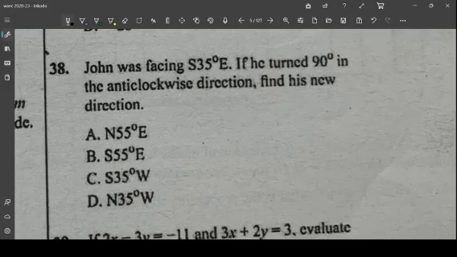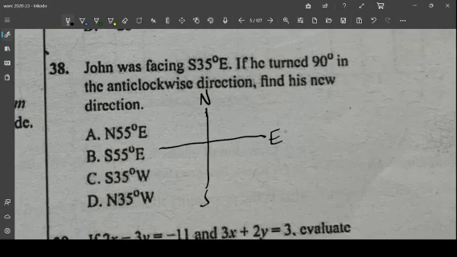Now let's look at question 38. It says that John was facing south 35 degrees east. Now if he turned 90 degrees in the anti-clockwise direction, find his new direction. So let me first draw this compass, so to say. Now we know this is north, this is south, this is east, and this is west.